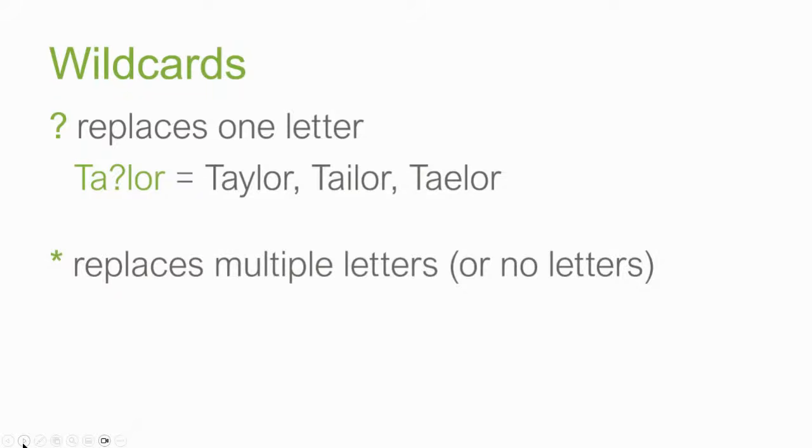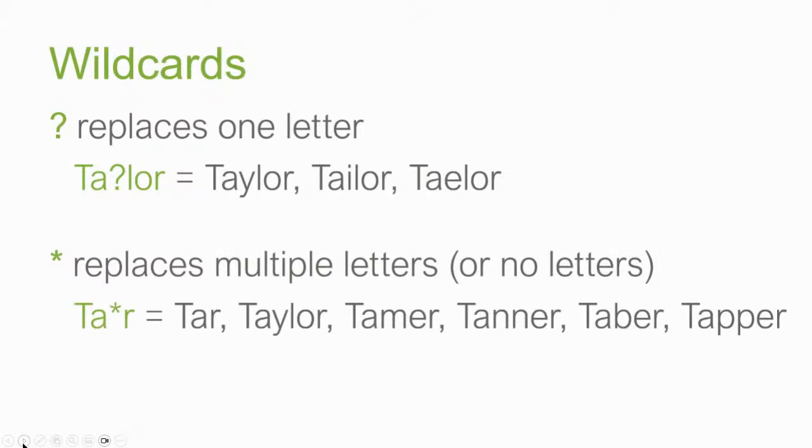The asterisk wildcard replaces multiple letters or no letters in a word. If I typed TA asterisk R, I would get a number of different words containing the letters T, A, and R. It is always a good idea to use wildcards to expand your searches because computer-aided indexing can still make many mistakes.